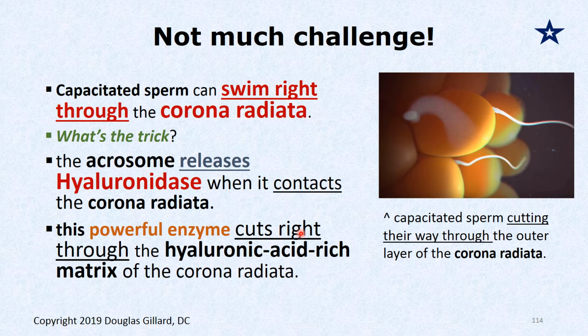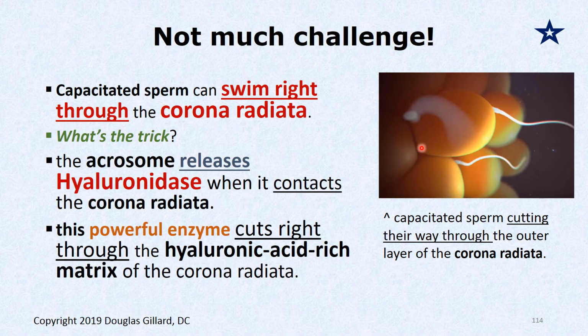So capacitated, not much challenge here. There's a nice picture from that movie I told you in the very first lecture you should watch. Incredible animation, not deep enough, though, for us. Capacitated sperm can swim right through that corona radiata, no problem. Now, how do they do it? Because we said they don't go through the cells, but squeeze between them, but there's that stuff there. How do they get through that hyaluronic acid-rich matrix?